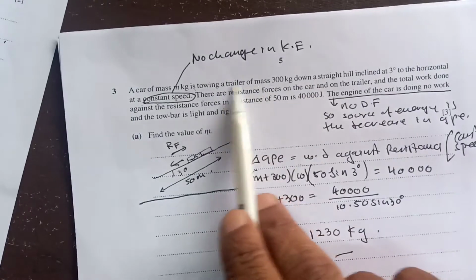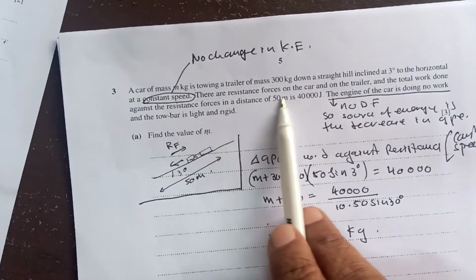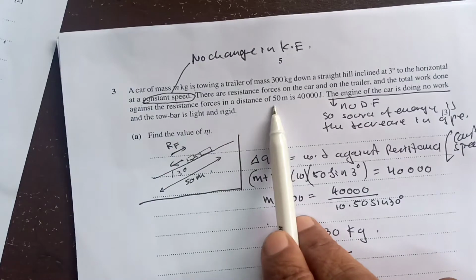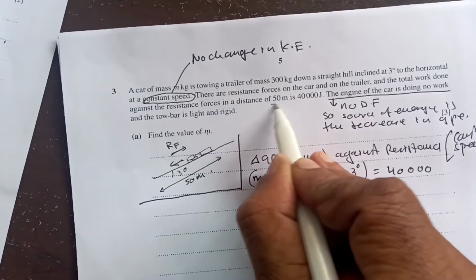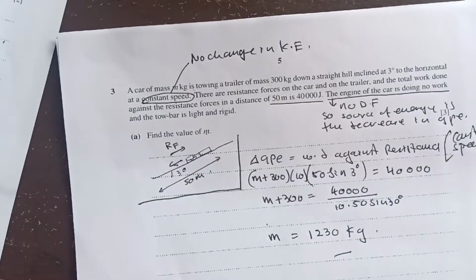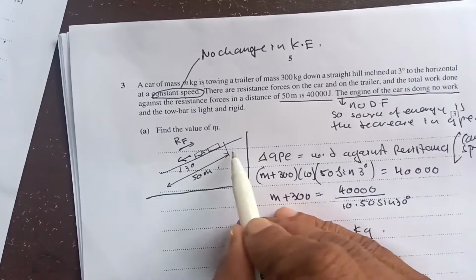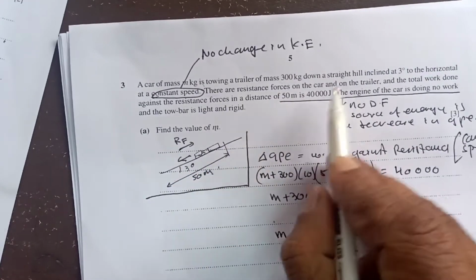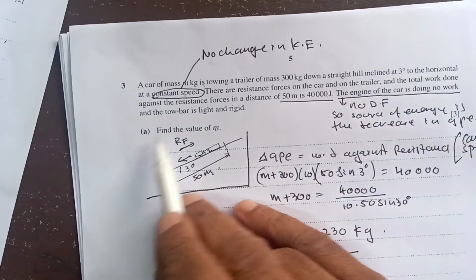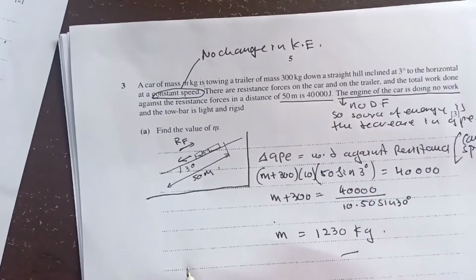The mass of the trailer is given, the inclined plane is 3 degrees. There is a resistive force on the car. The work done against the resistive force in a distance of 50 meters is 40,000 joules. So this is the distance 50, and the work done to move this 50 meters is 40,000 joules. The engine of the car is doing no work done. The tow bar is light and rigid.